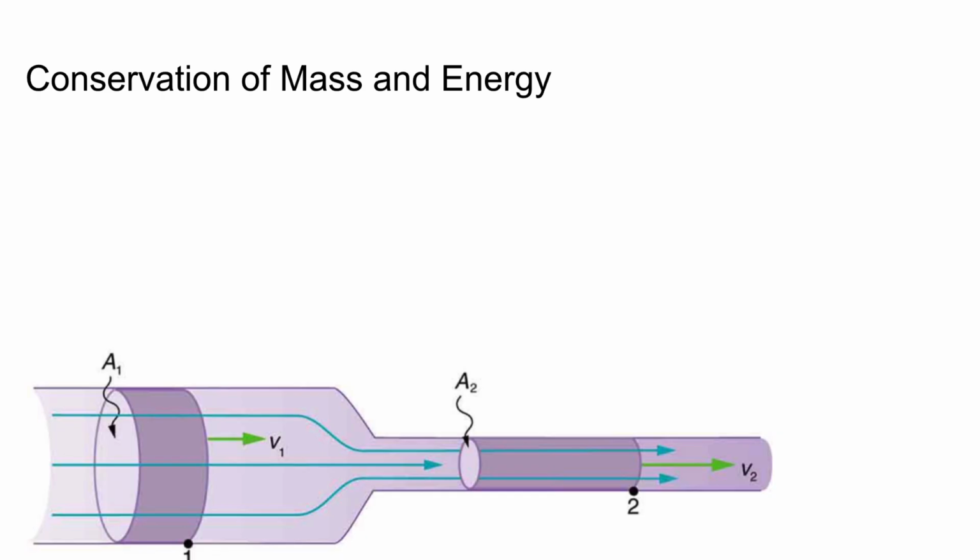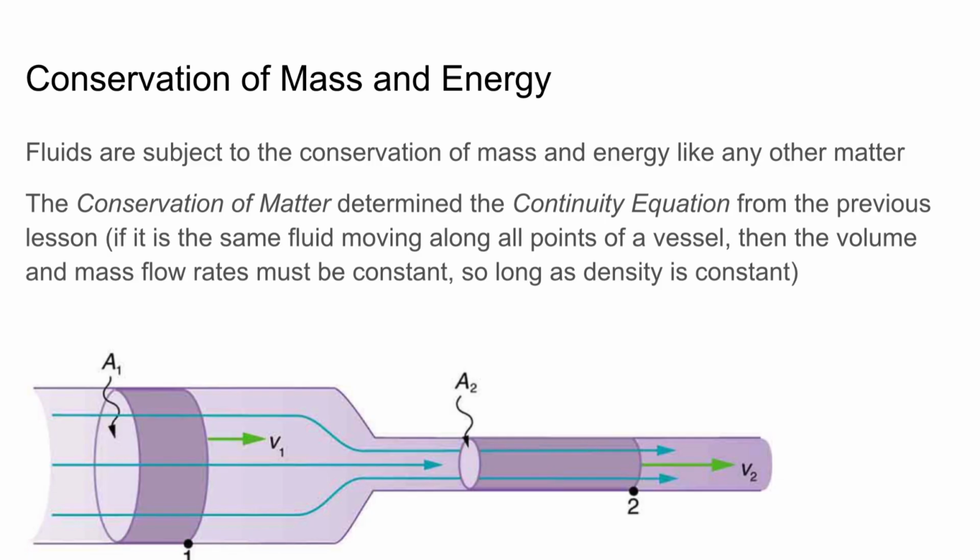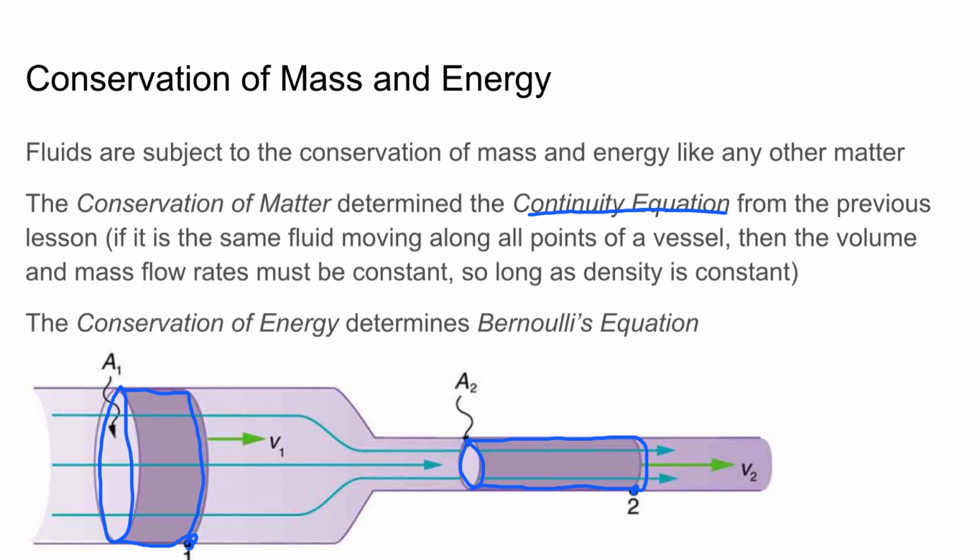So let's first think about the conservation of mass and energy. All matter, all things in the universe have to obey the law of conservation of mass and energy, and fluids are no different. We talked last time about the conservation of matter. I didn't name check it as such, but that's what defines the continuity equation, right? And that tells us that the same volume of fluid moving by one point in a closed vessel will be the exact same volume moving by any other point over the same time period. We're going to add on top of that the conservation of energy today, and that's going to get us to what we'll call Bernoulli's equation.